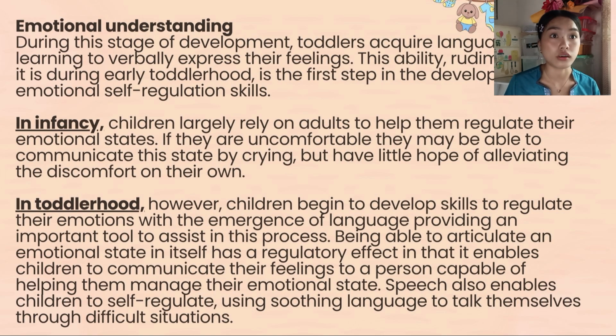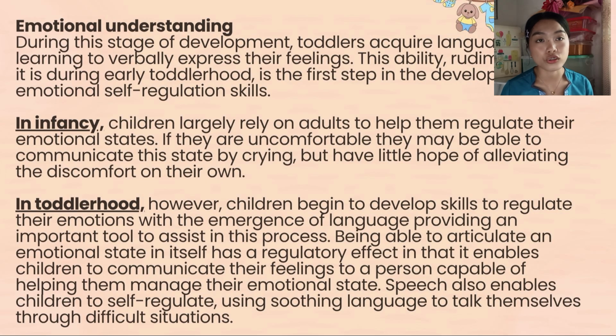discomfort on their own. In toddlerhood, however, children begin to develop skills to regulate their emotions with the emergence of language, providing an important tool to assist in this process. So being able to articulate an emotional state in itself has a regulatory effect in that it enables children to communicate their feelings to a person capable of helping them manage their emotional state. Speech also enables children to self-regulate, using soothing language to talk themselves through difficult situations.